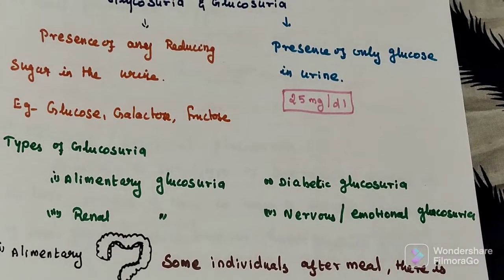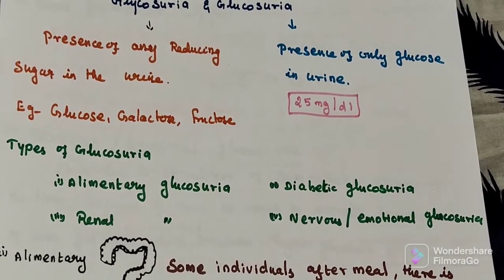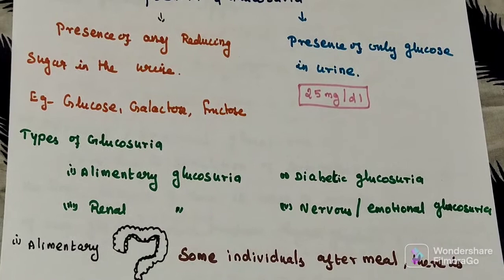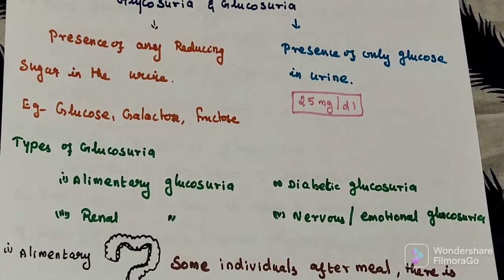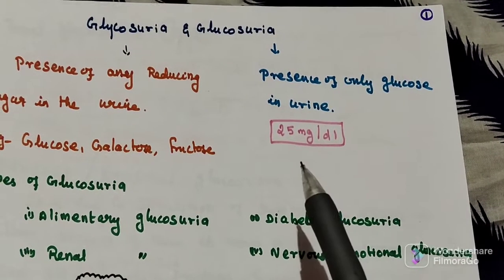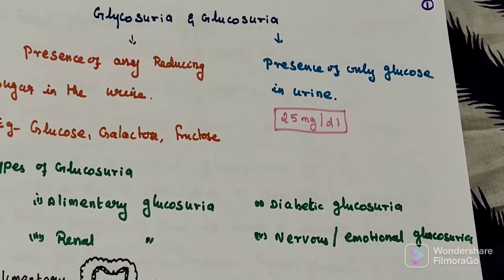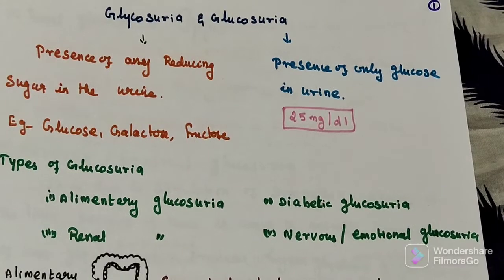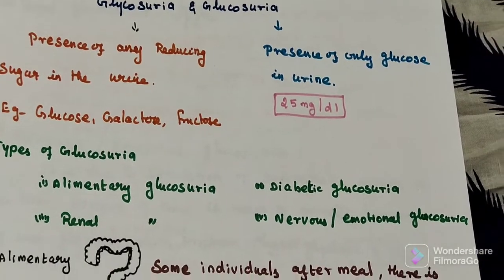galactosuria. A small amount of glucose is present in the urine normally. Glucosuria is when the amount of urine glucose is more than 25 mg per deciliter in a random fresh urine sample.